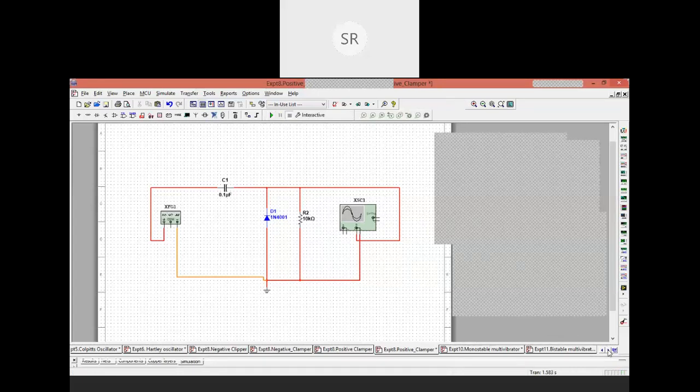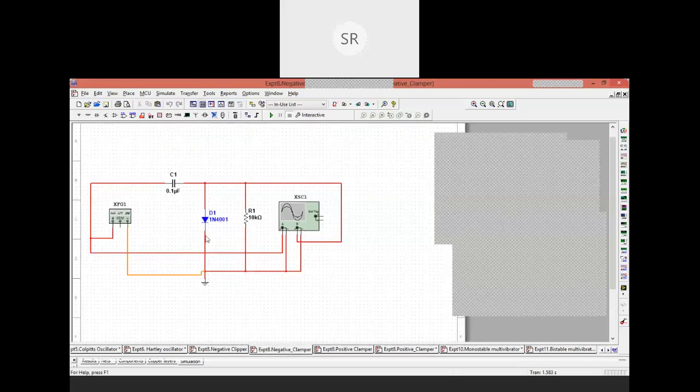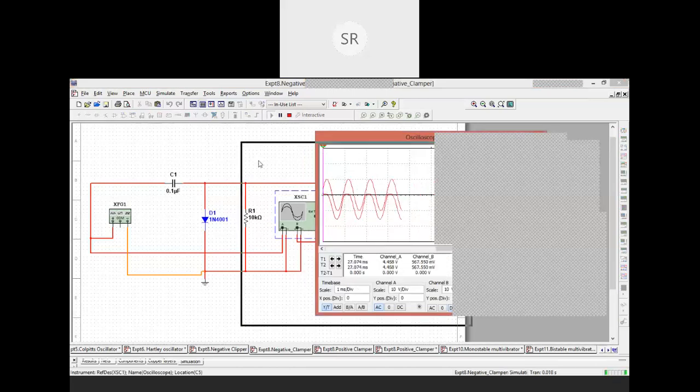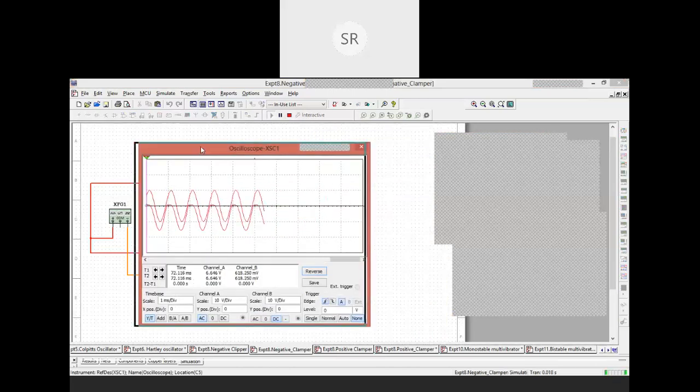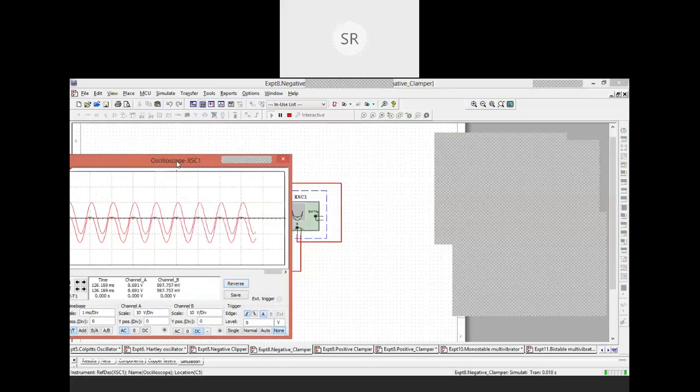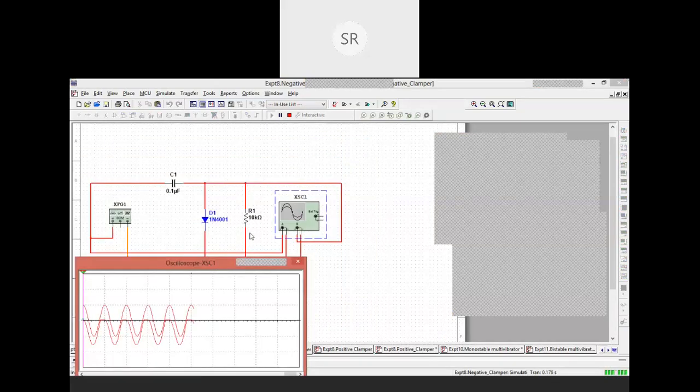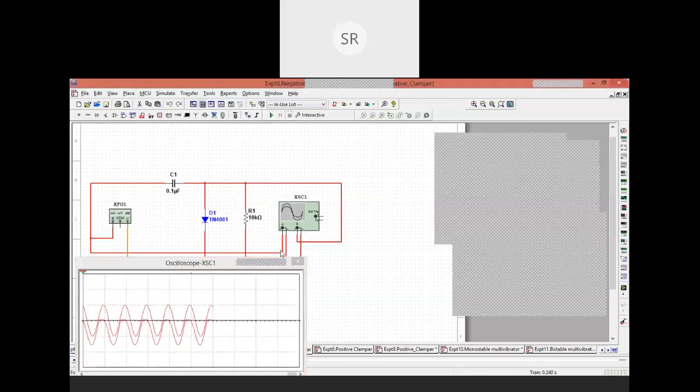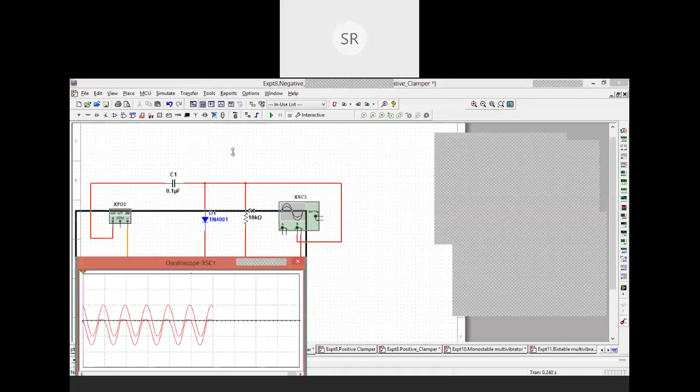Negative clamper. Where is negative clamper? Here, this one. I just reverse the diode configuration: the diode anode is connected to the capacitor and the cathode connected to ground for the negative clamper. Similar to this one. Here also you are getting two waveforms, one from input and another from output. I don't want the input, I want to know the output. Again simulating this one.